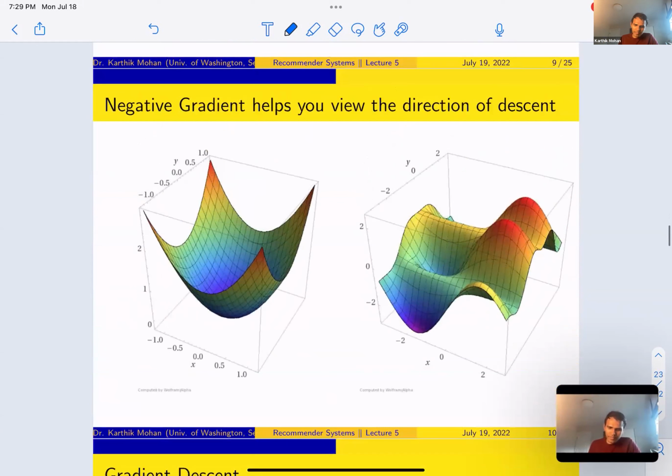Yeah, so like I said, negative gradient helps you find the direction of descent. Gradient is ascent, so negative gradient is descent. If you want to minimize your loss function, you want to go in the direction of descent, which is the negative gradient. So you always take a step in the direction of negative gradient. You take the gradient, take its negative, add it to your current point, and take a step. And that gives you the next point.